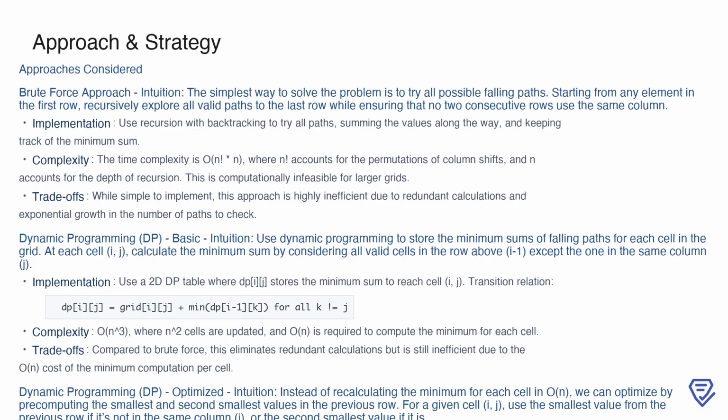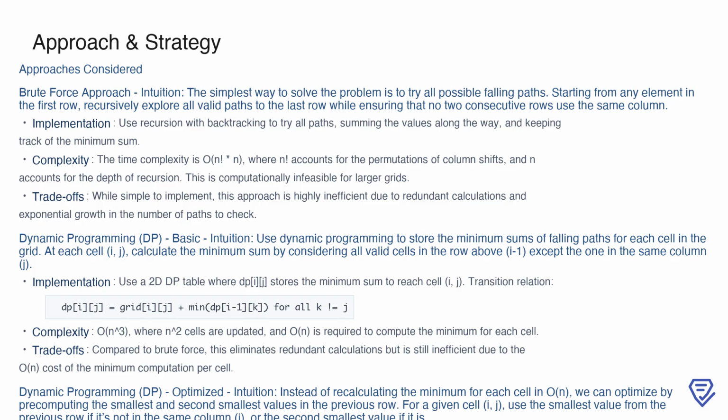For implementation, you would use recursion with backtracking to sum the values along each path, keeping track of the smallest sum encountered. However, the major downside is its computational feasibility. The time complexity is factorial in nature, specifically O(n^n), due to the sheer number of column permutations and recursive depth. While easy to understand, this method is highly inefficient, especially for larger grids, as it involves many redundant calculations.